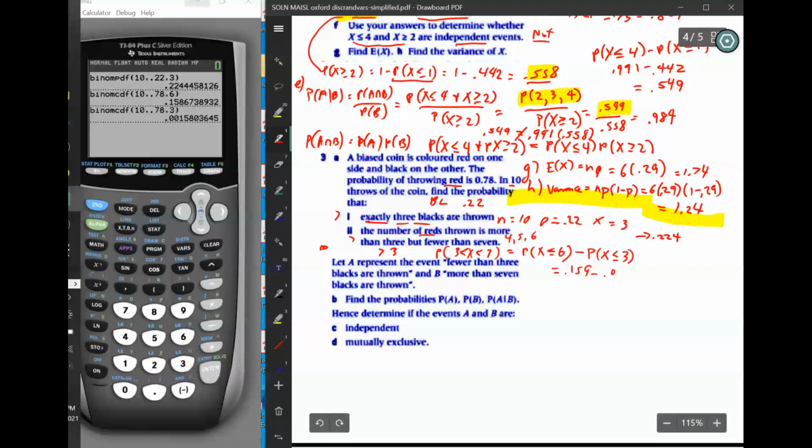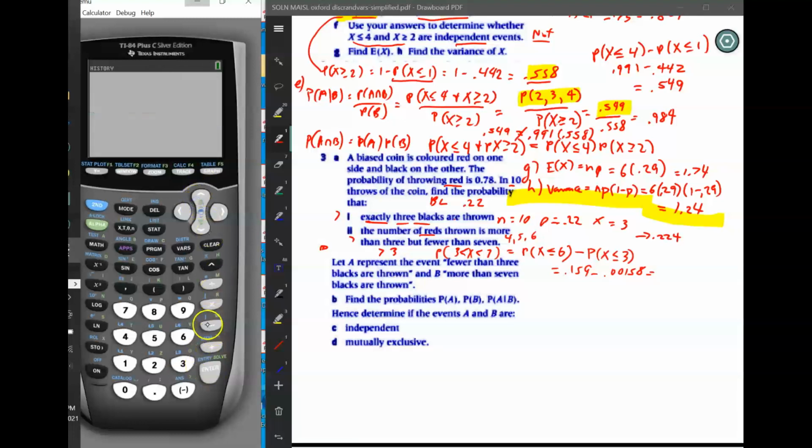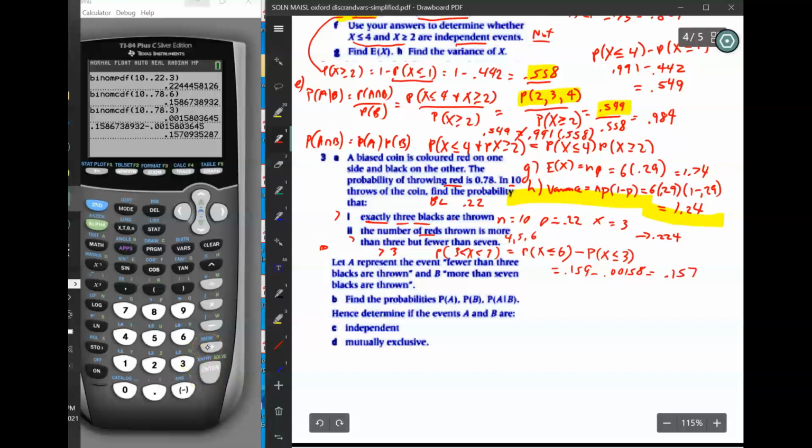And that would be 0.00158. So if we wanted to find the difference, we just do .157. Okay? All right. Now let's read the bottom part.